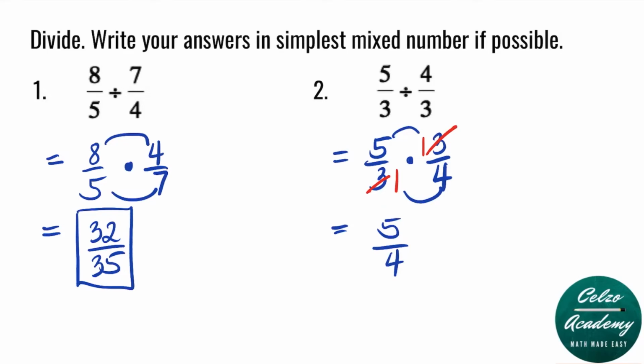Since we have an improper fraction, we need to transform this into a mixed number. How many 4s can go into a 5? 1. 1 times 4 is 4, and subtracting 4 from 5, there is a remainder of 1. So we write the remainder as 1 over the denominator 4. So the final answer is 1 and 1/4.